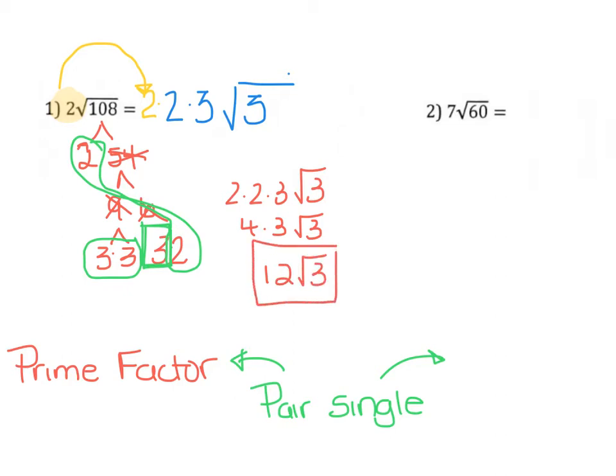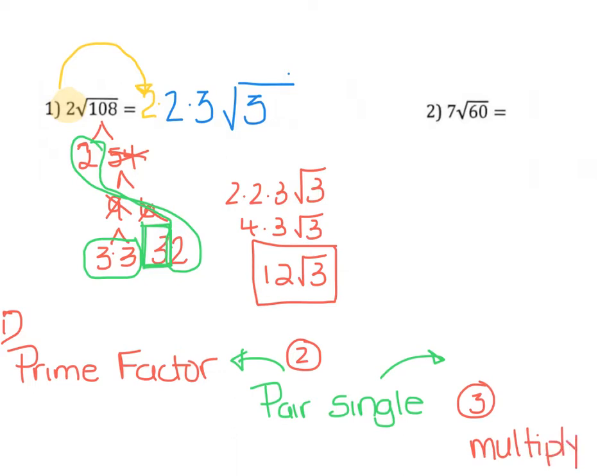Okay, so what are we looking at? We're looking at first, factoring using prime factorization. Second, taking the pairs and putting pairs on the outside, singles on the inside. And then lastly would be to multiply if necessary.